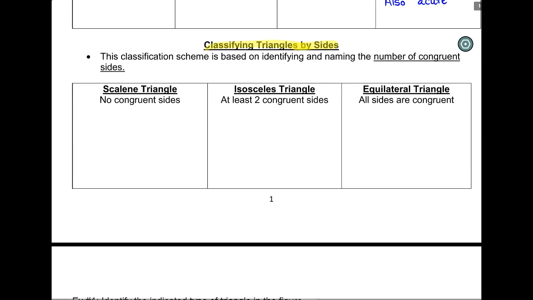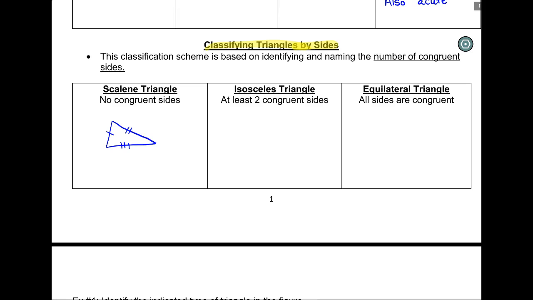All right, now the sides. We have scalene, isosceles, and equilateral. Scalene is when we have no congruent sides. It means all the sides are of different length. The way we would label that in a picture, when we mark sides congruent, is with the same number of tick marks. Since all three are different, this one is not congruent to this one, not congruent to this one. That's how you would label or draw a scalene triangle.